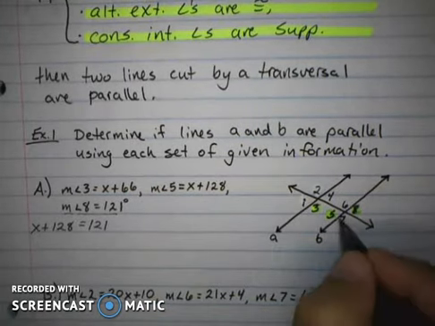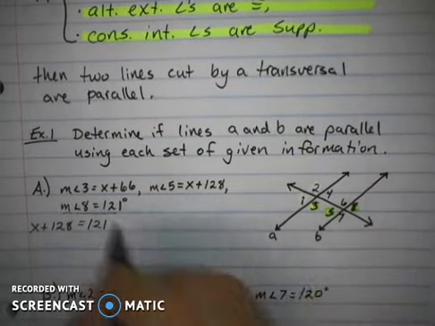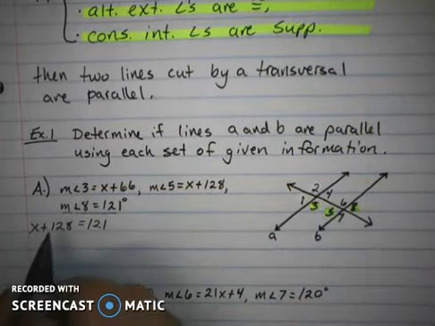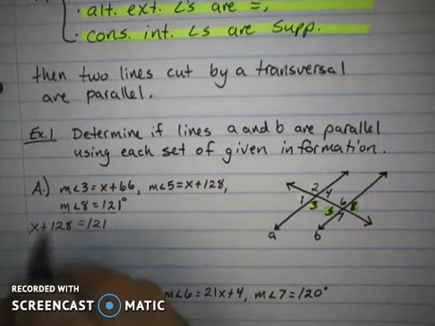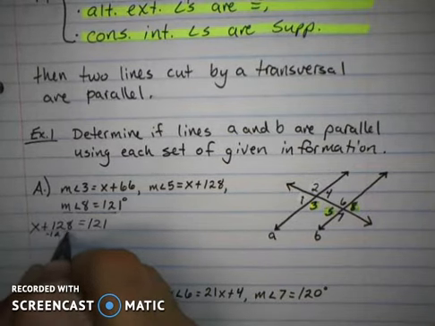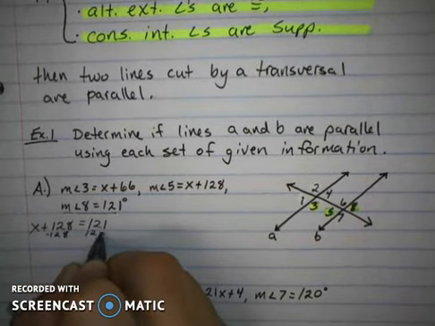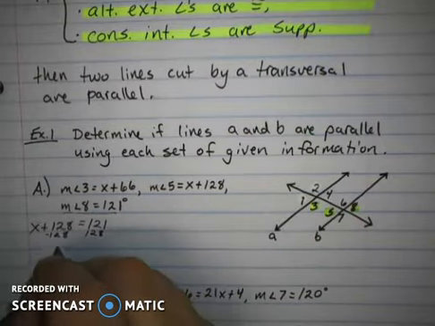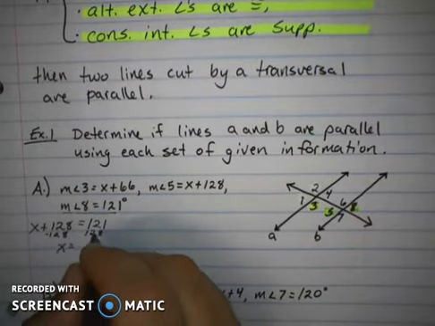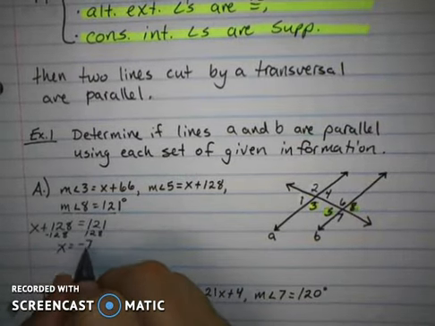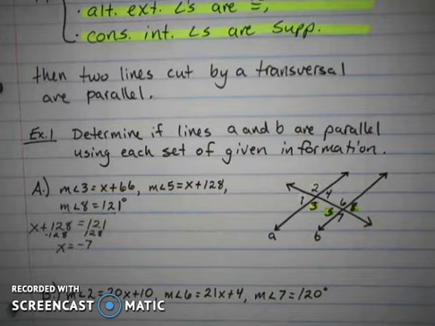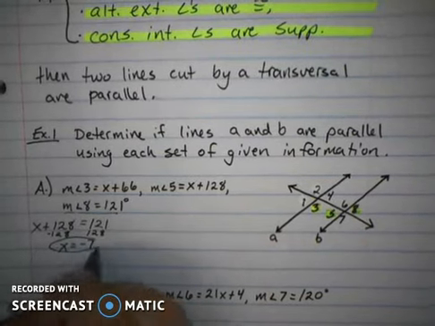Okay, I know that 5 and 8 have to be equal measures because they're vertical angles. All right, now in order to do this, we just subtract 128 from both sides. Notice I'm not writing the proof. I'm not asking you to do that on this one. When you do 121 minus 128, we do get negative 7. You can get a negative x value. That's okay. We're not saying the angle measure is negative, but we do get a negative number here.